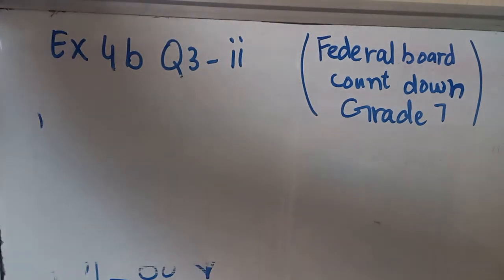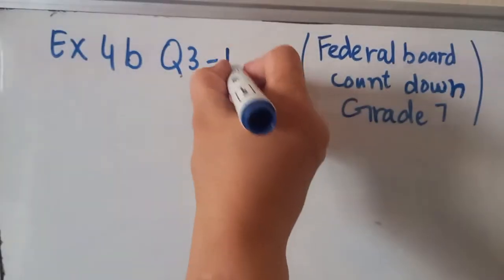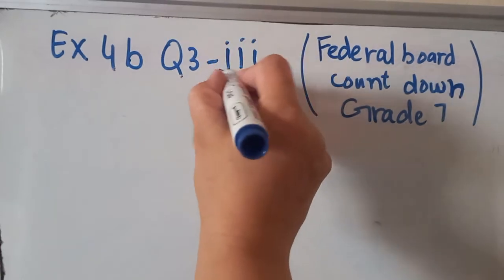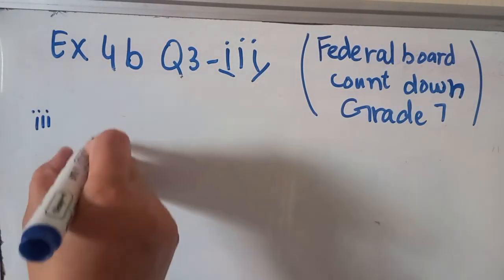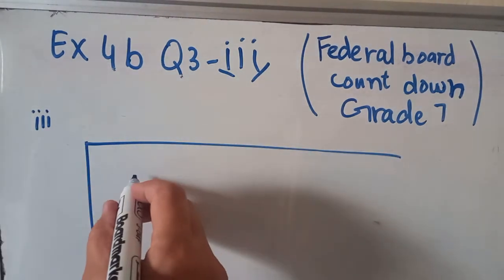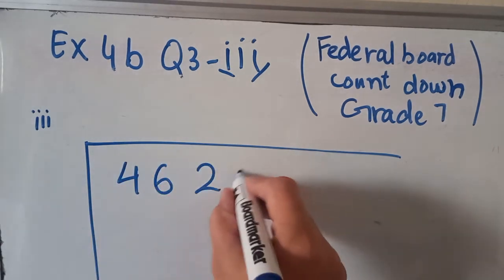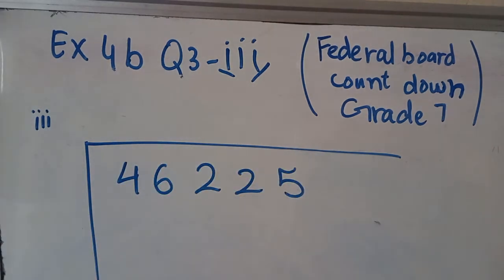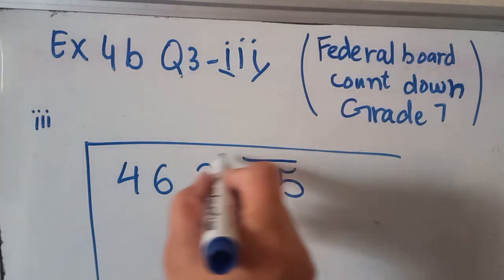In question number 3, our values are getting bigger now, but the pattern is the same. Question number 3 is 46225, 46,225. Again we are pairing it.